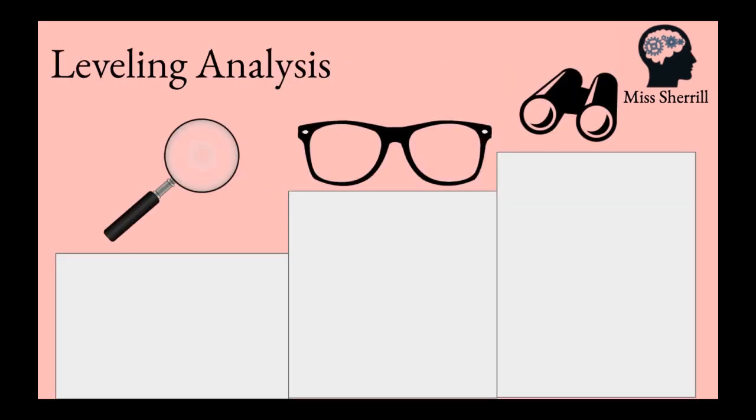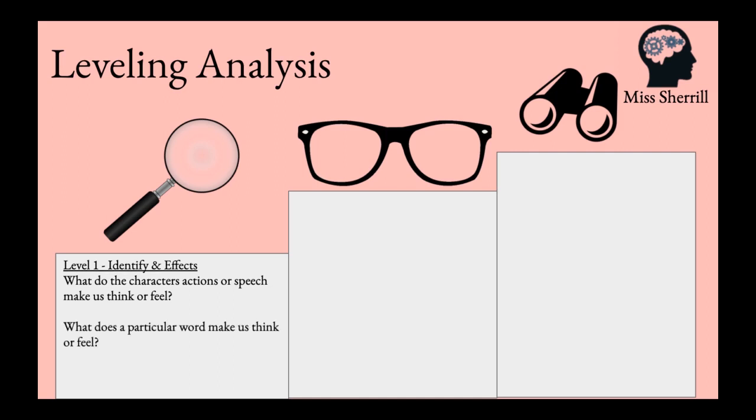Let's look at the leveled analysis tables. Starting at level 1, we want to identify and look at effects of things in a story. For instance, we can look at what do the characters' actions or speech make us think or feel? What does a particular word make us think or feel? And what does the setting and its description make us think or feel? Remember, with the setting, I said if the author describes the setting as dark and uncertain, that makes us automatically think this place is scary, it's a dangerous place. Okay, so level 1, when we're looking at the analysis tables, we can look at these things to get us started.